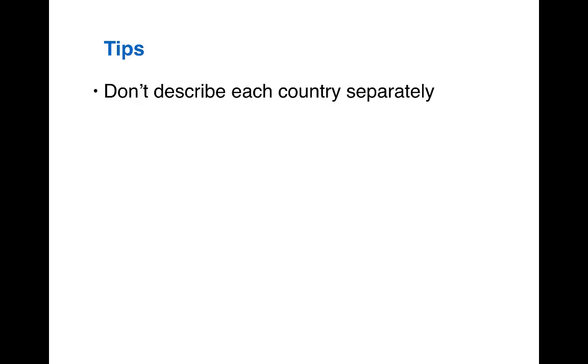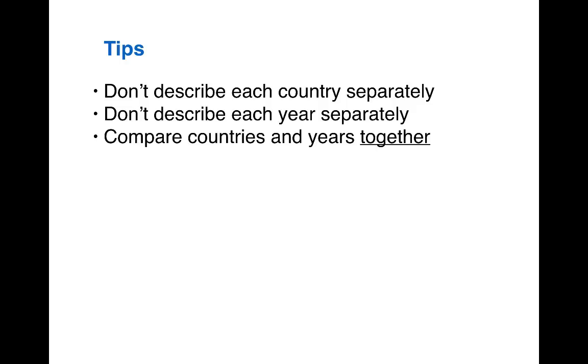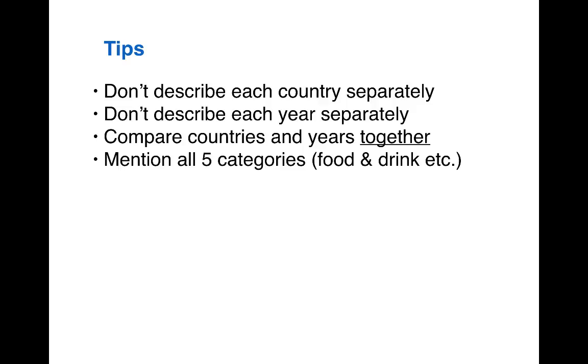First, don't describe each country separately, and don't describe each year separately. We want to compare countries and years together. That's the main thing. Don't separate the countries or years into separate paragraphs. Mention all 5 categories. We had food and drink, leisure, utilities, etc. You need to say at least one thing about all 5 if you can.